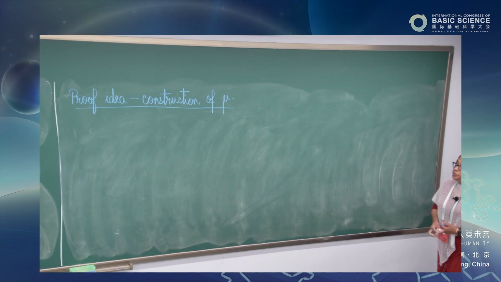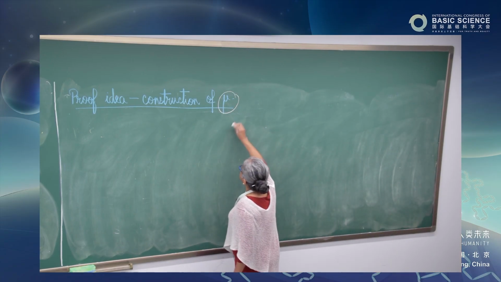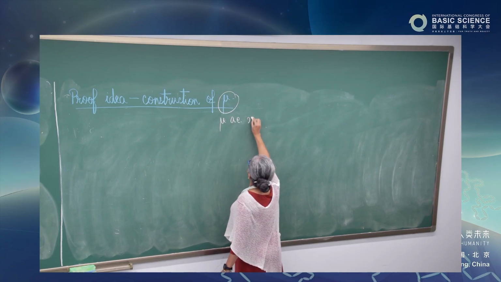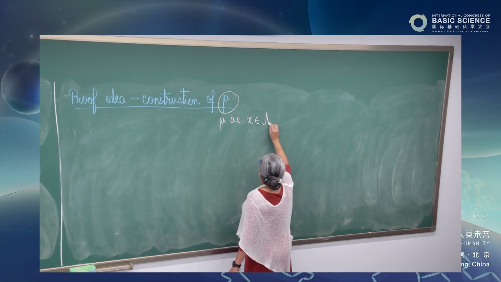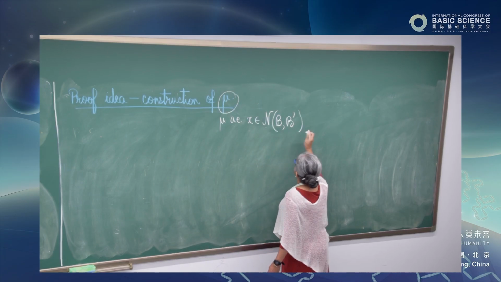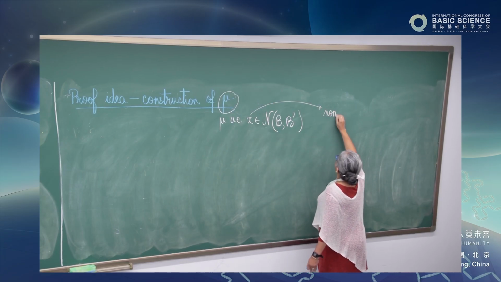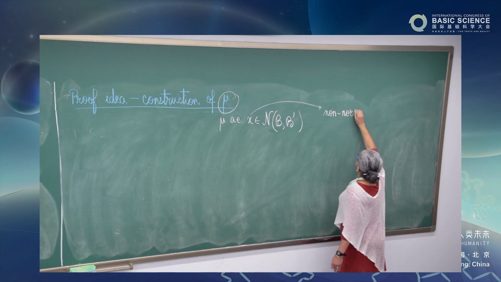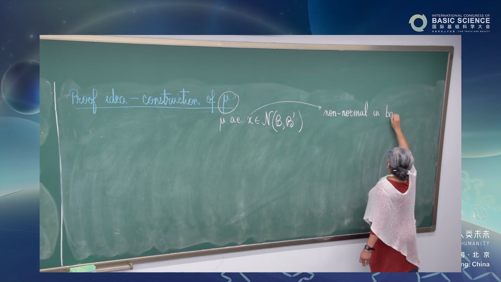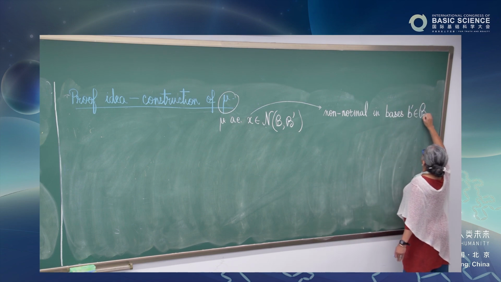Okay. So remember what this mu is supposed to do. We want mu-almost every x to belong to N(B, B prime), which means, among many other things, that this has to be non-normal in base B, in base B prime.